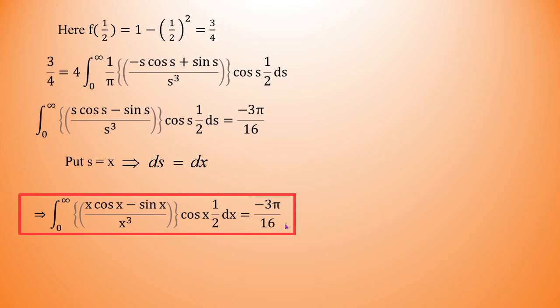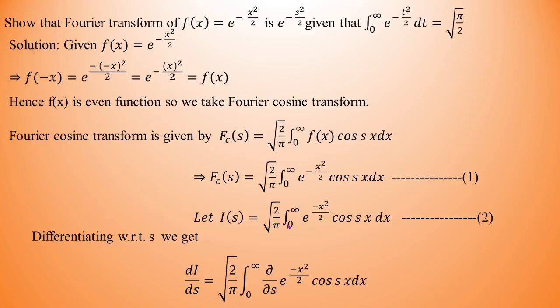Now let's move to the next example. Find the Fourier transform of f of x, which is given as e raised to power minus x squared by 2, which is nothing but e raised to power minus s squared by 2. So here the answer is also given, and we have to use this identity as and when required for simplification.